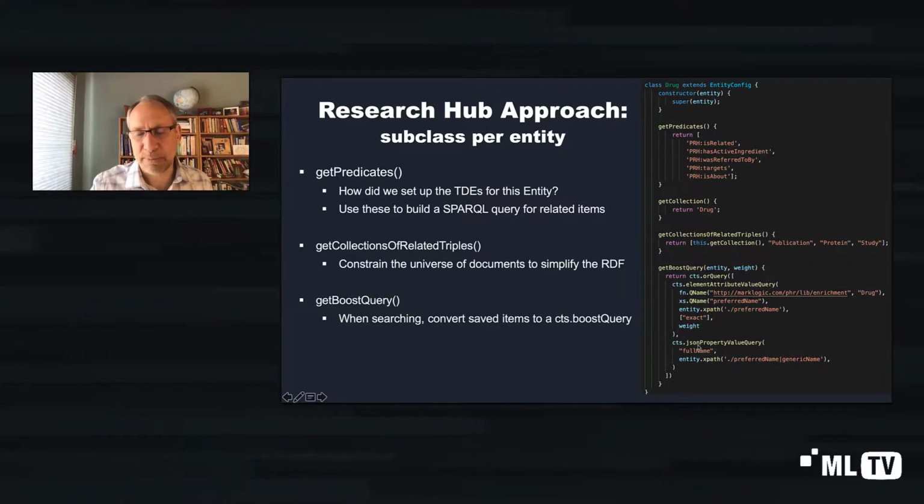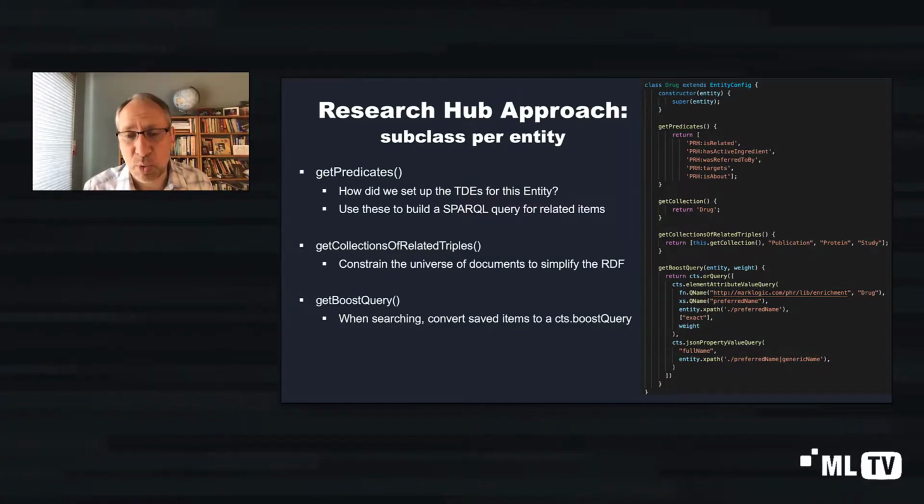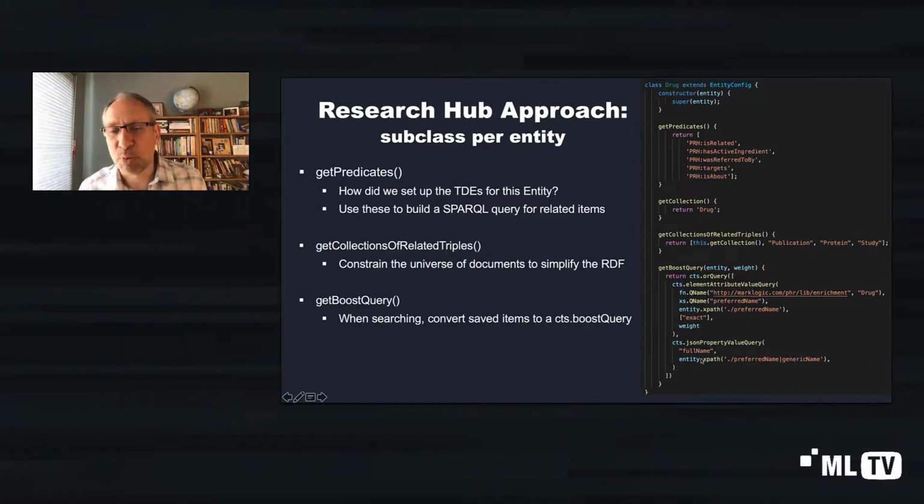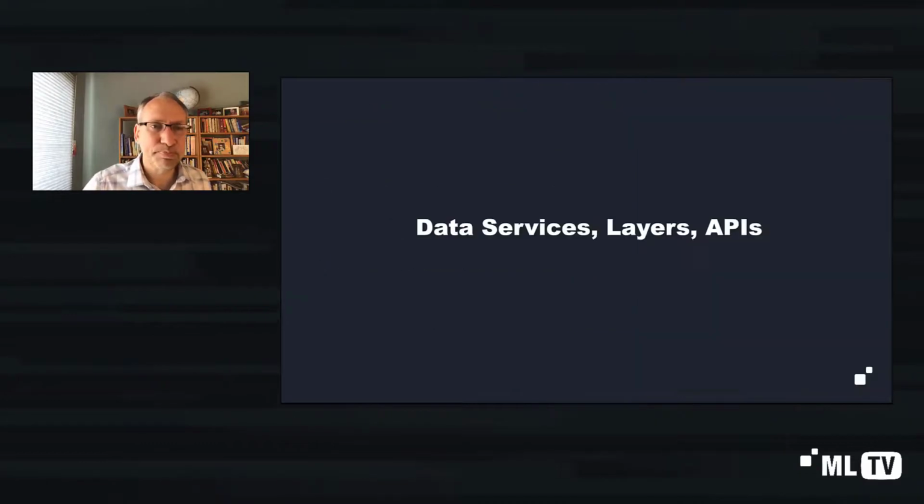And then finally, the boost query. This is for adjusting the relevance as you add things to workspaces. So the more you interact with a drug, you particularly put it in the workspaces, it becomes a boost query to inform the relevance of the entire system. And rather than scatter that through the code somewhere, we put that right on the drug. It also makes it more portable. You can now take this drug class and use it in another context, perhaps.